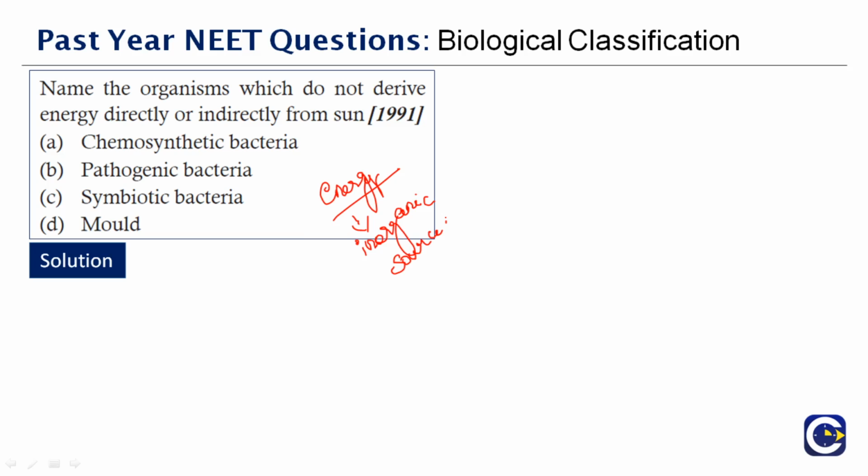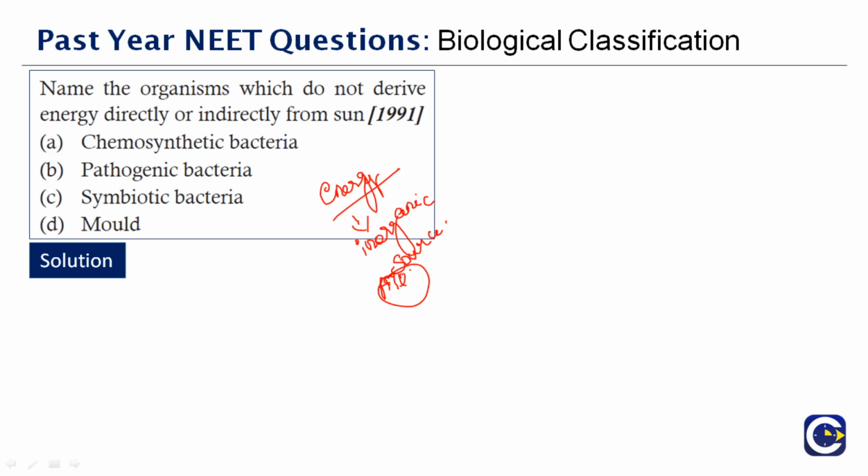So out of the 4 options given here, the correct answer is A, because chemosynthetic bacteria will obtain energy from an inorganic source. They do not require sunlight as a source of energy, either directly or indirectly. The energy for the synthesis of the food is obtained from the oxidation of certain inorganic substances present in the medium. The chemical energy obtained from the oxidation reaction will be trapped in ATP molecules, and this ATP will be used up for the rest of the process.